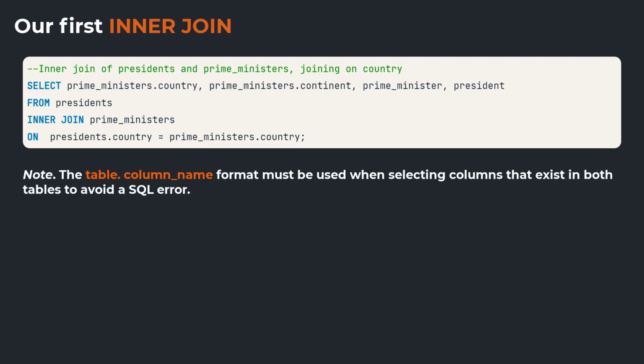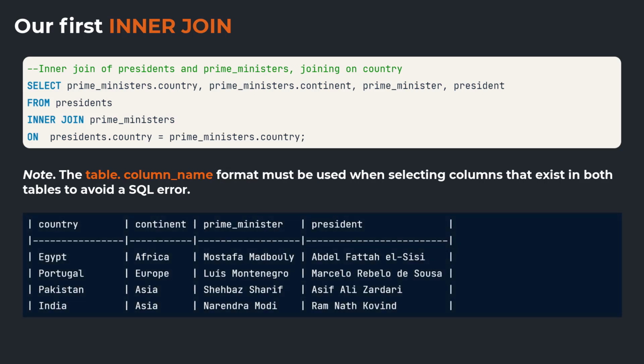When selecting columns that exist in both tables, such as country and continent, the table.column name format must be used to avoid a SQL error. The result of our query is displayed. 4 countries in our database have both presidents and prime ministers.